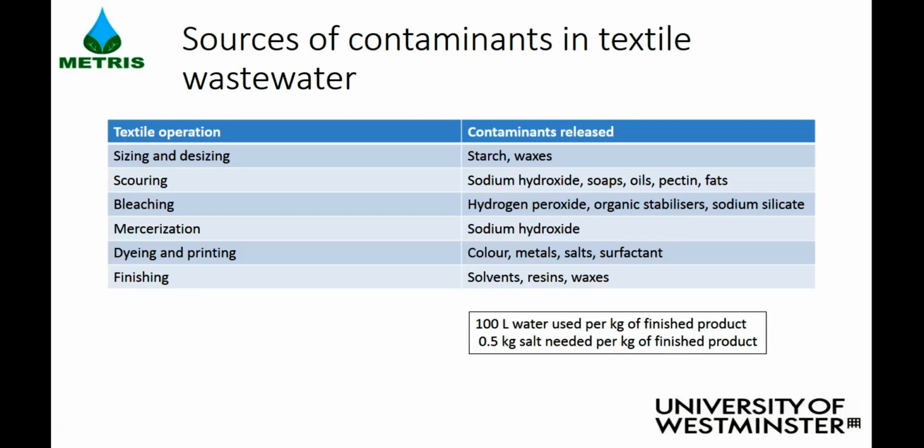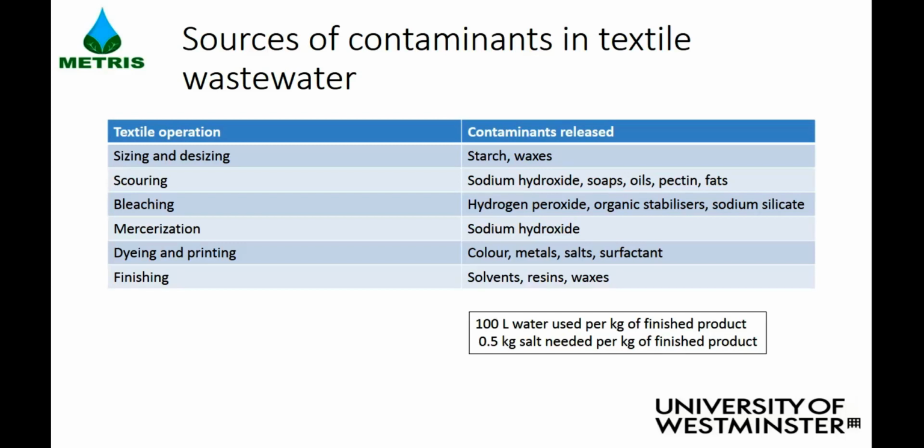So the starting point is, what sort of contaminants do we have in textile wastewater? The textile industry is one of those industries which uses a large amount of water in its processing schemes. It is estimated that for every kilogram of finished product, the industry uses 100 liters of water. So that usually ends up as wastewater, obviously.